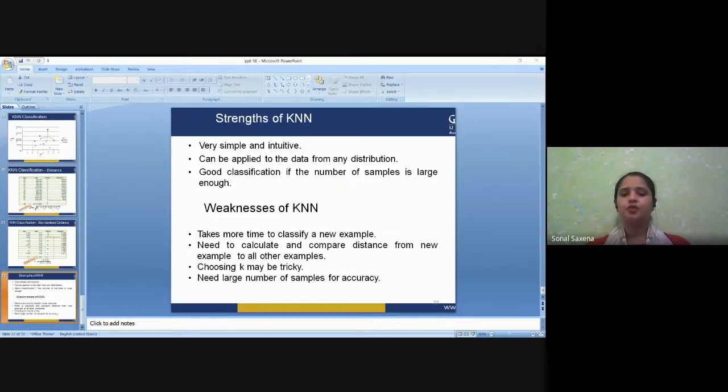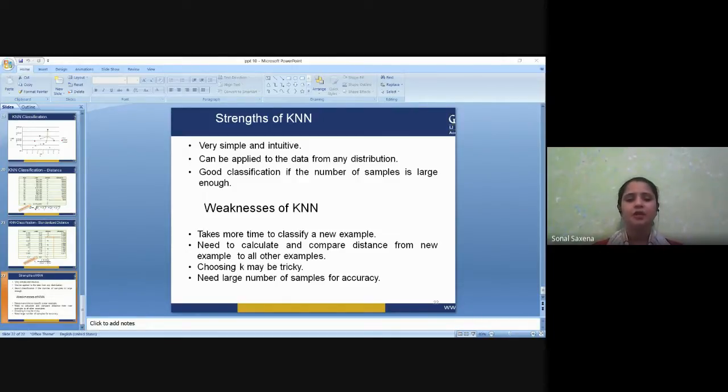KNN algorithm stores all the available data and classifies a new data point based on the similarity. This means when new data appears, it can be easily classified into a well-suited category by using the KNN algorithm. KNN algorithm can be used for regression as well as for classification, but mostly it is used for classification problems. KNN is considered to be a non-parametric algorithm, which means it does not make any assumptions on underlying data.